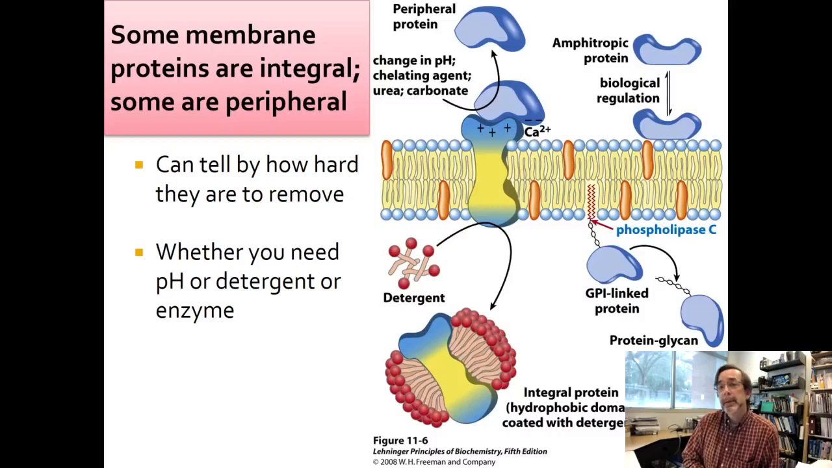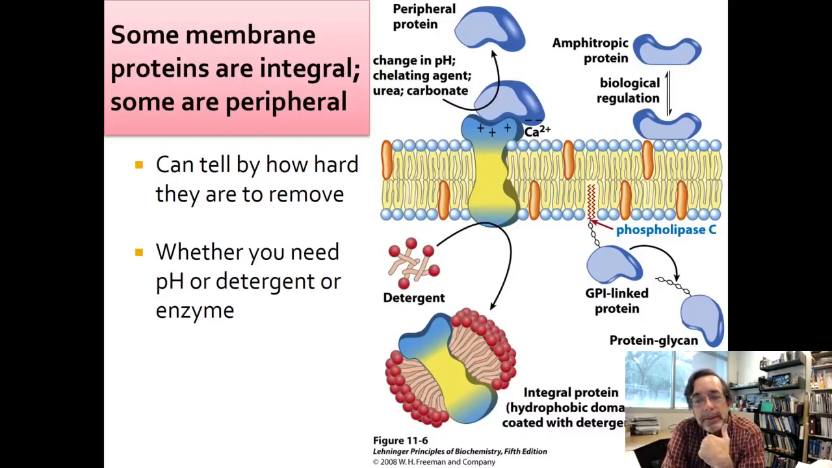Peripheral proteins can be removed by just changing the pH or by adding an enzyme that will cleave them. And notice right here, there's a phospholipase C shown here. There are some peripheral proteins that don't have big hydrophobic sections, and yet they stay embedded in the membrane until you add phospholipase C. This is because they actually are attached to a little lipid anchor, which is very cool. There's a particular phospholipase that will destroy their anchor, and then they'll be set free.